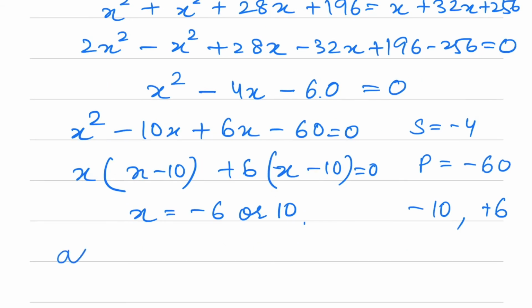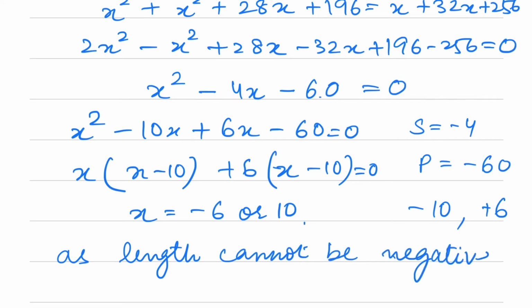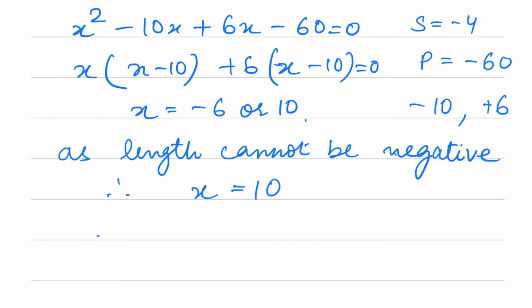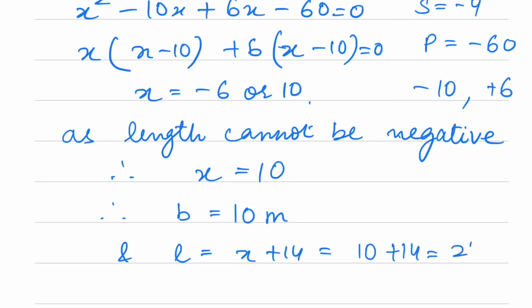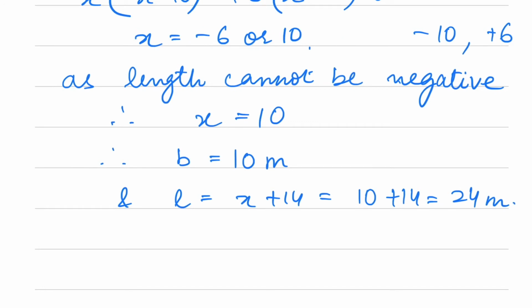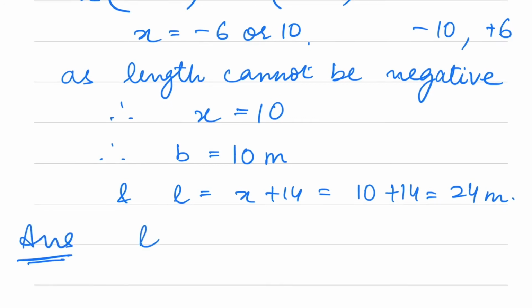But as length cannot be negative, therefore x is equal to 10. Therefore breadth is equal to 10 meters and length is equal to x plus 14, 10 plus 14, so 24 meter. So answer, length is equal to 24 meter and breadth is equal to 10 meter.